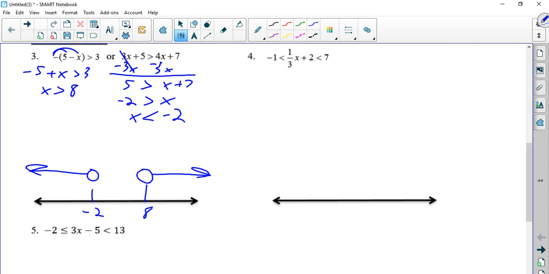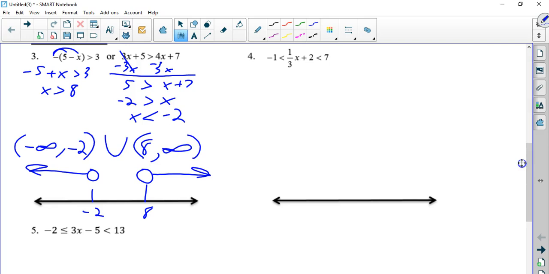Now, it does say in the instructions, also write in interval notation. So this is negative infinity up to, but not including the negative 2. And this is 8, not inclusive, going towards positive infinity. And that's going to be a union.